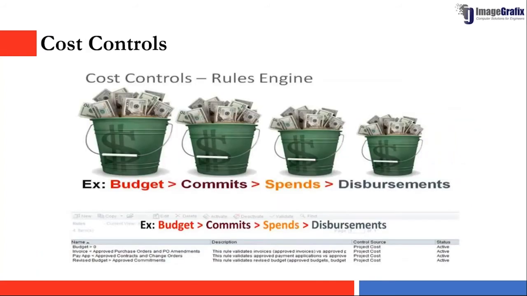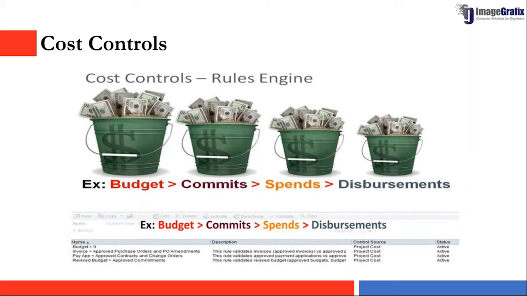So how are we controlling the cost in Unifier? In Unifier, we have a rules engine, right? These rules engines can be customized and configured according to any organization or any project requirements. Let me take an example here. We have a budget, and we have commitments, which are your POs and contracts that you will be issuing throughout the project. Spends are your invoices, and disbursement means your payments, what you made against these invoices.